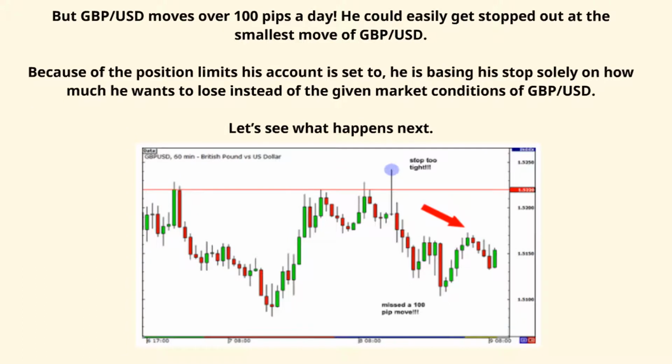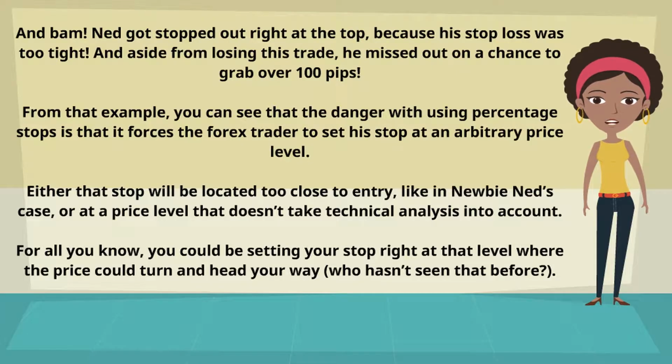He could easily get stopped out at the smallest move of pound sterling to US dollar. Because of the position limits his account is set to, he is basing his stop solely on how much he wants to lose instead of the given market conditions of pound sterling to US dollar. Let's see what happens next. And bam! Ned got stopped out right at the top, because his stop loss was too tight. And aside from losing this trade, he missed out on a chance to grab over 100 pips.